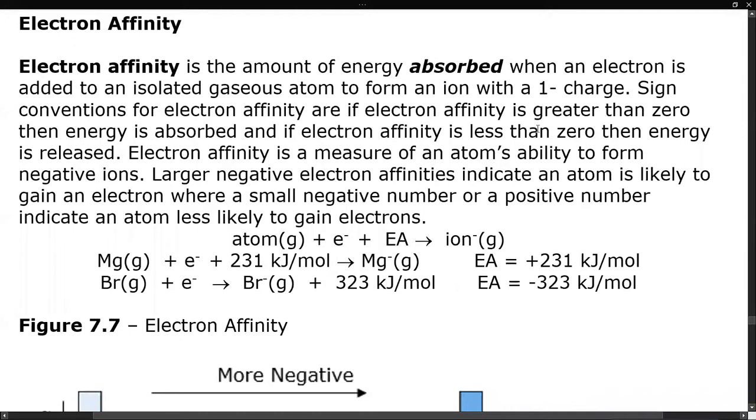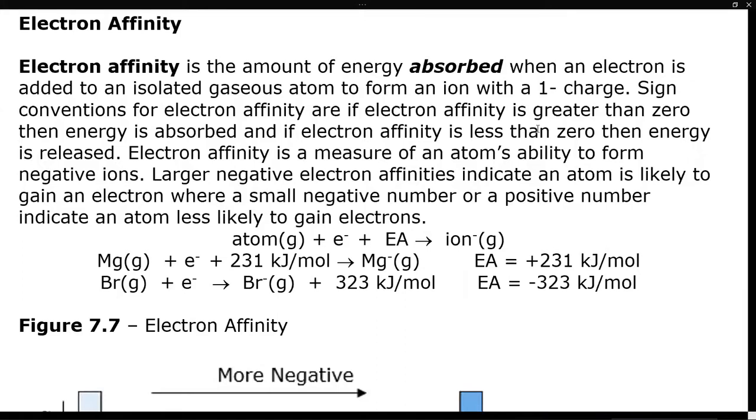All right, so let's talk a little bit about electron affinity. That's the amount of energy absorbed when an electron is added to an isolated gaseous atom to form a -1 charge. Now, these can be endothermic or exothermic because it's just the energy associated with gaining the electron. Ionizations are always endothermic.